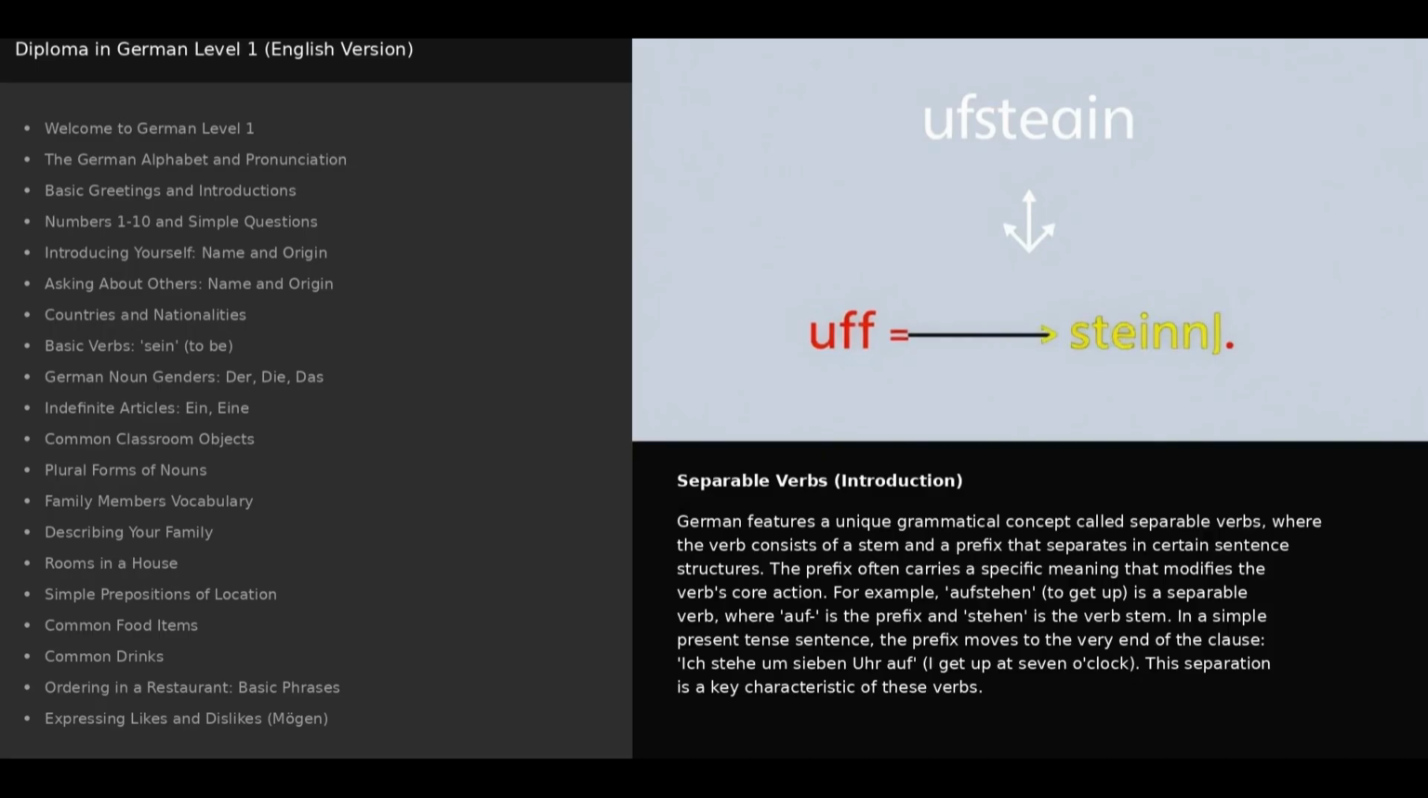Separable verbs. Introduction. German features a unique grammatical concept called separable verbs, where the verb consists of a stem and a prefix that separates in certain sentence structures. The prefix often carries a specific meaning that modifies the verb's core action. For example, aufstehen, to get up, is a separable verb, where auf is the prefix and stehen is the verb stem. In a simple present tense sentence, the prefix moves to the very end of the clause. Ich stehe um 7 Uhr auf. I get up at 7 o'clock. This separation is a key characteristic of these verbs.